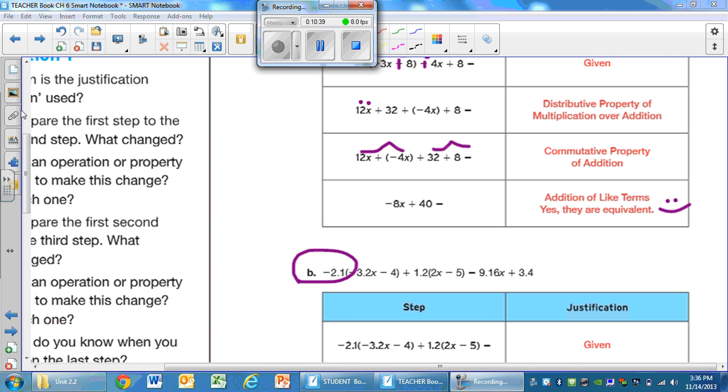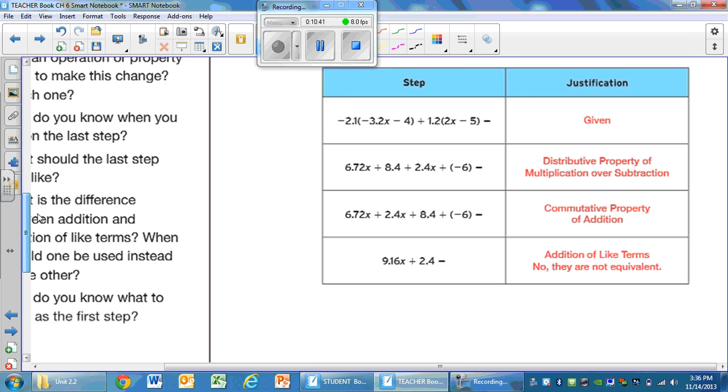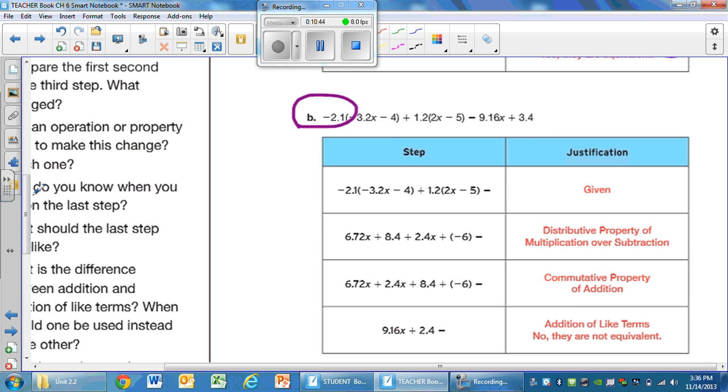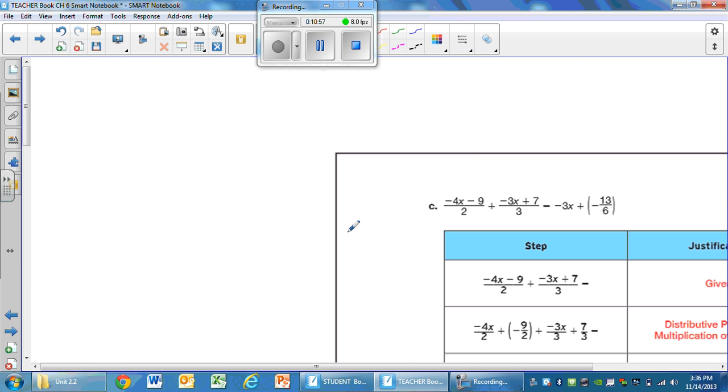All right, so you should have just tried 1b, and you can check your answers here. No, they're not equivalent, because when I simplified down, I did not get that the two statements were the same, because this is a 2 and this is a 3. So on the next page, we have letter C.